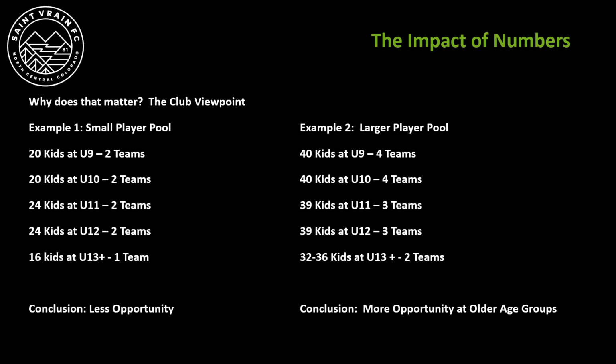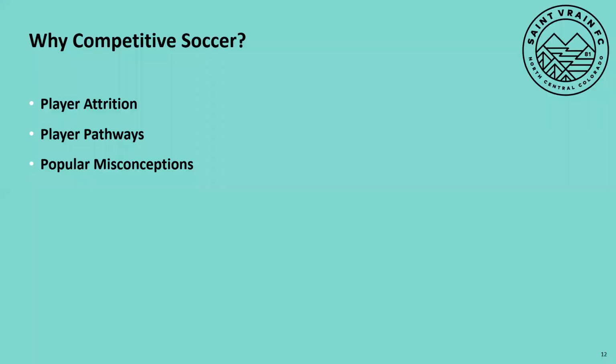Look at what happens in example 2 on the right side. Let's say we have a larger player pool. If we have 40 kids at under 9, that's 4 teams. If we have 40 kids at under 10, 4 teams. That same age group moves to under 11. If there's 39 kids, 3 teams, 39 kids still at under 12. And as they age into their under 13 age group, now we have enough participants to form 2 teams. In the second example, we have more kids playing, and that gives us greater flexibility, greater opportunity to be patient in development, and more opportunities for more kids to play. And as we'll discuss next, those kids are the ones who tend to play soccer longer.